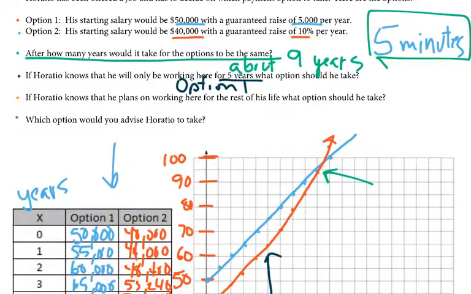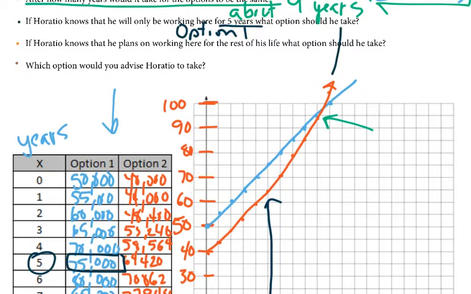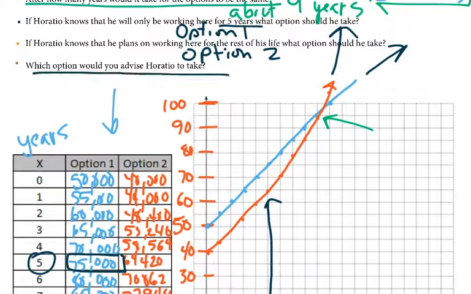So, now if he plans on working here for the rest of his life, we should notice that after year 10, the option 2 is always going to be higher. See how it's growing? It's going to keep growing this way, whereas the linear will keep growing that way. So option 2 would be the better one. So which option would you advise him to take? That one's up to you. Decide, and tell me why you would think one would be better than the other.